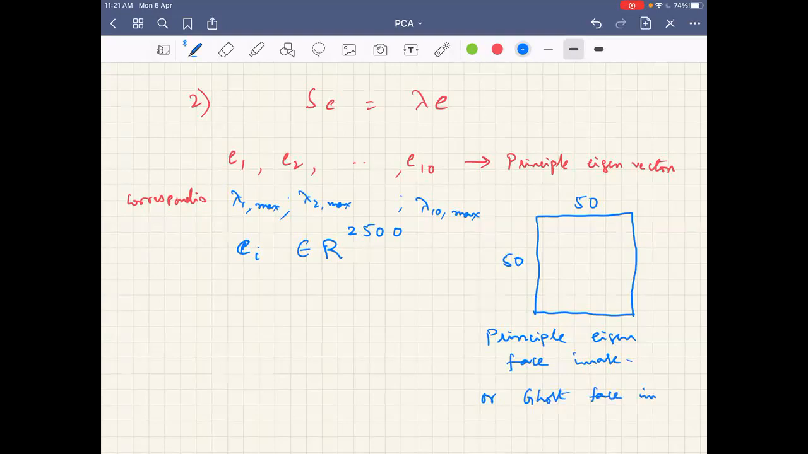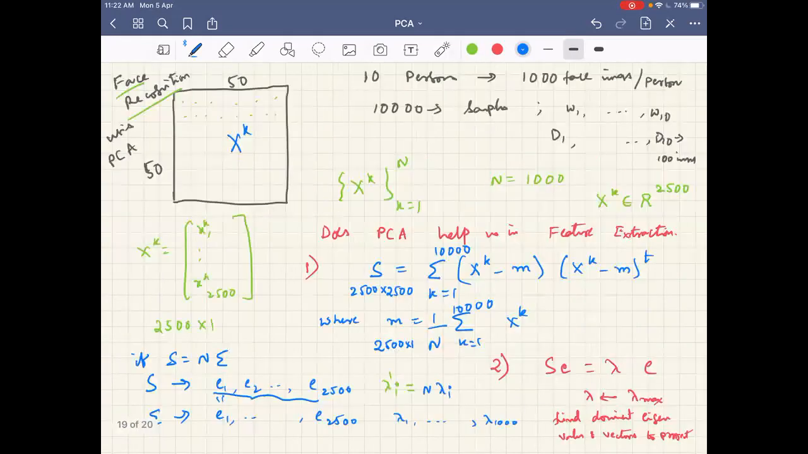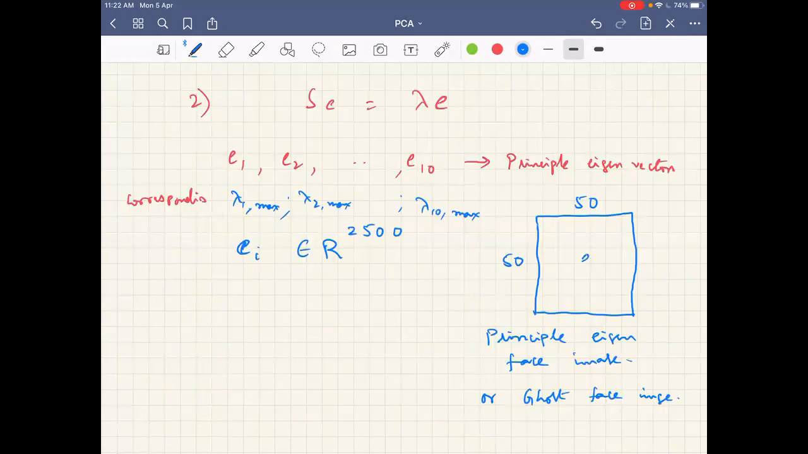So it looks like a ghost face image or an eigenface image, essentially capturing all the dominant face details of the original data. So this is the first principal component, E1.